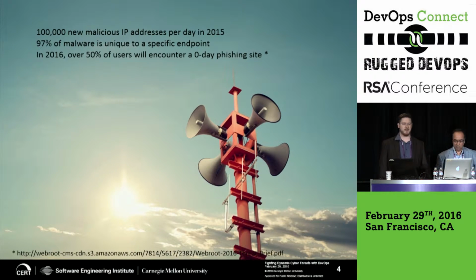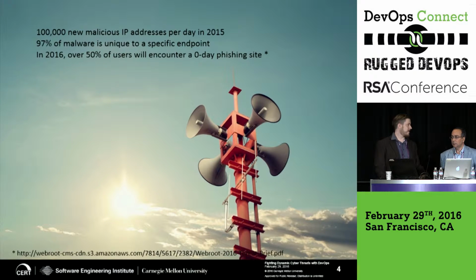97% of malware is unique to a specific endpoint, meaning for a given type of malware, we can't rely on signatures to tell that it's there. All new varieties of malware are very, very customized to an endpoint. And they predict that in 2016, 50% of users will be nose-to-nose with a zero-day phishing site.